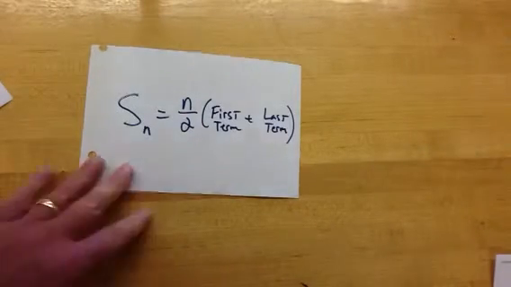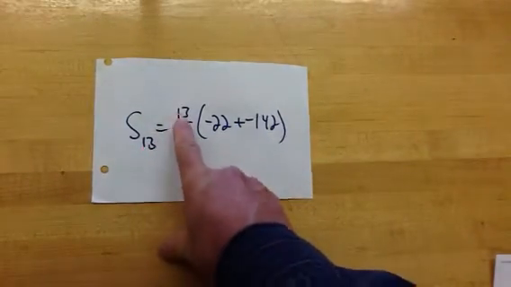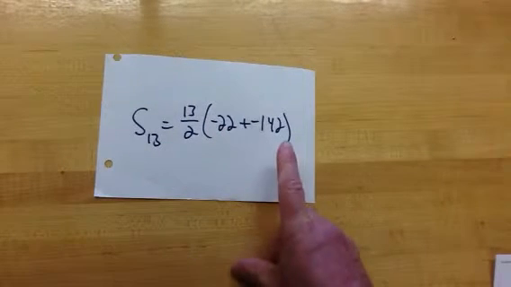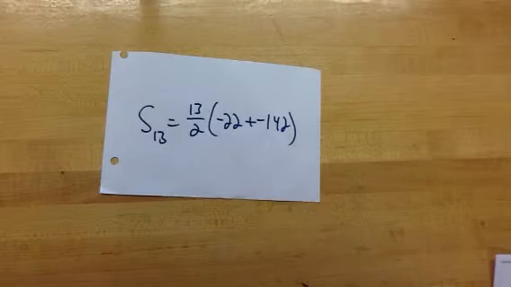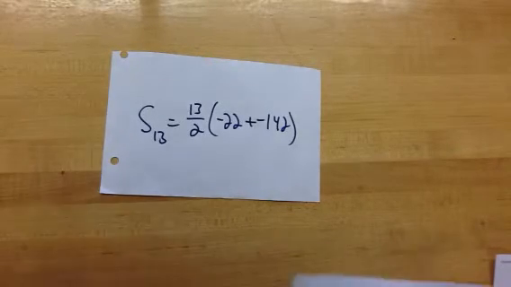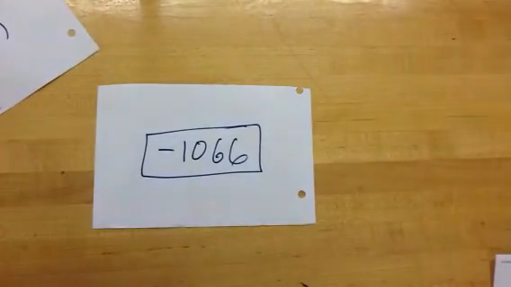So I took the information that I've just found out, I substituted what I knew. n was 13, the first term was negative 22, the last term, or the 13th term, was negative 142. I did that arithmetic, subtracted it, then I multiplied, and that's what those numbers add up to.